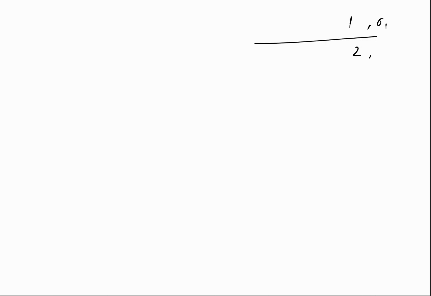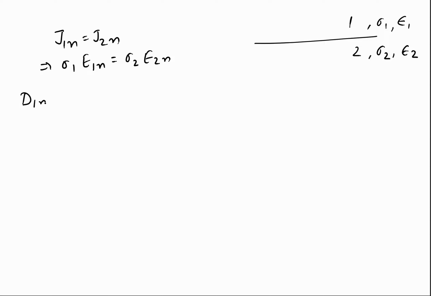This is conductivity sigma 1, this is conductivity sigma 2, and its permittivity is epsilon 1, its permittivity is epsilon 2. So from our condition that J1n is equal to J2n, I can simply write it implies sigma 1 E1n is equal to sigma 2 E2n. Now we also know that D1n minus D2n is going to give us the surface charge density, or it implies epsilon 1 E1n minus epsilon 2 E2n is going to give the surface charge density.